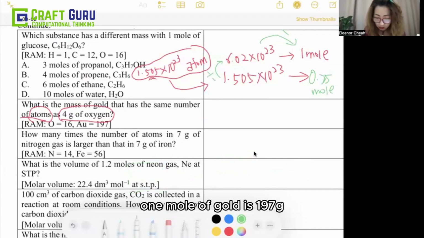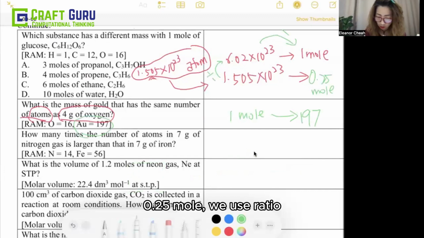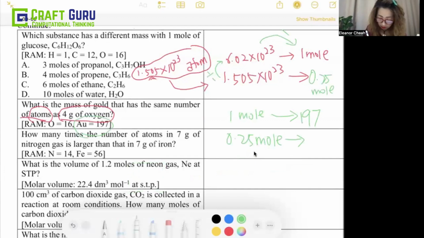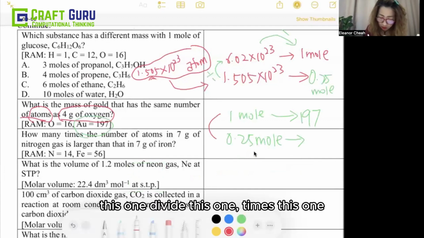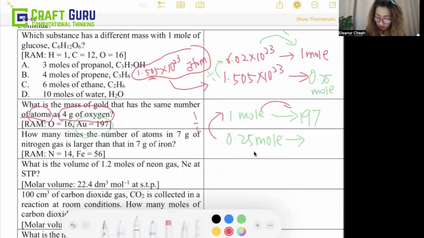1 mole of gold is 197 gram. For 0.25 mole, we use ratio. This one divided by this one, times this one. We get 0.25 times 197.